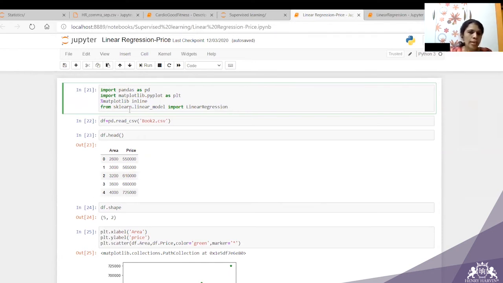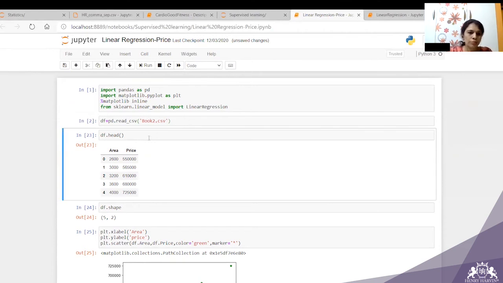I have written another one, which may be new to you: from sklearn.linear_model import LinearRegression. Whatever model we execute, this is how we have to import it. Then what is the next step? We have to read the file, which is actually book 2, so that's what I have taken.